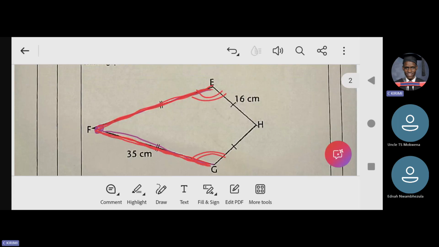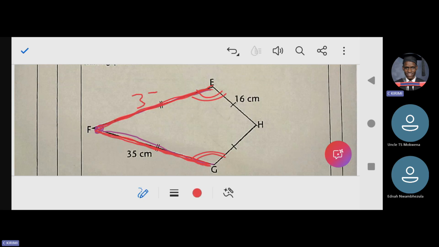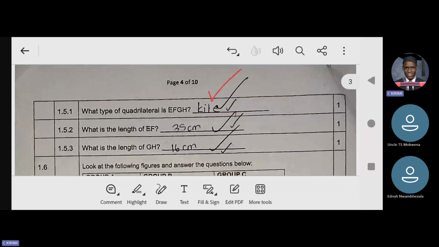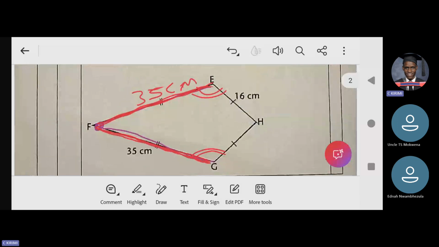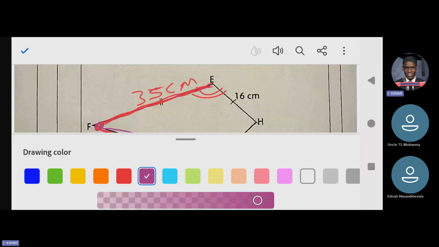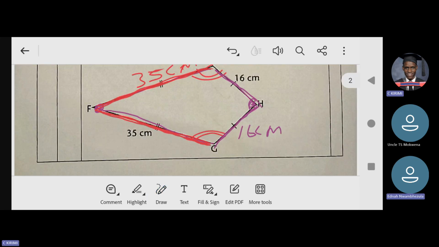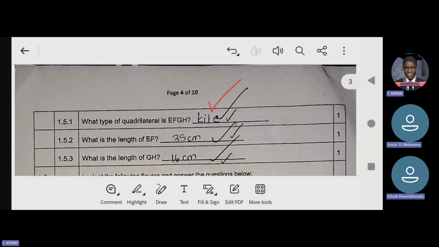Any question? So which means also this side is also 35 centimeters, not degrees, because length is measured in centimeters. All right. Then we go to the next one. What is the length of GH? If you want GH, you are looking for the other side which is adjacent to GH, sharing the same corner with GH. So these two sides are sharing the same corner, which means they are equal. Those are 16 centimeters. So also this one is 16 centimeters. Any problem? No. Right.